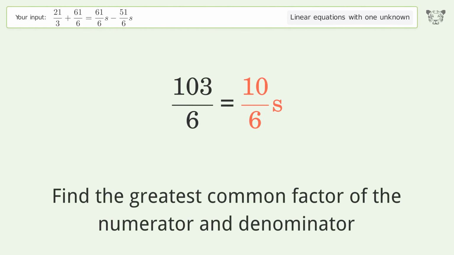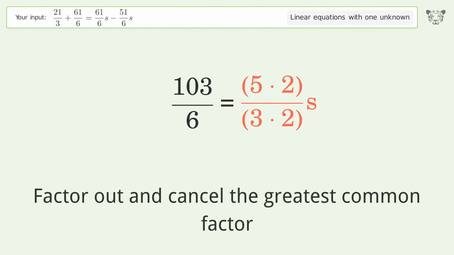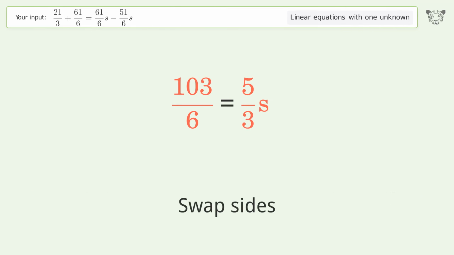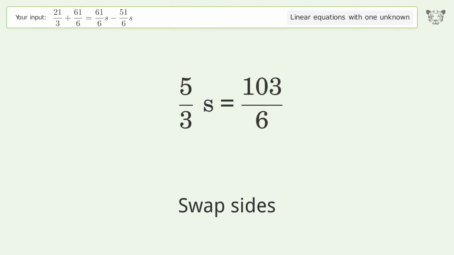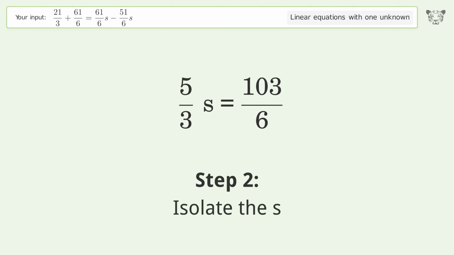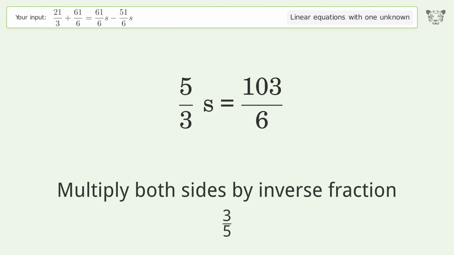Find the greatest common factor of the numerator and denominator. Factor out and cancel the greatest common factor. Swap sides. Isolate the s. Multiply both sides by inverse fraction 3/5.